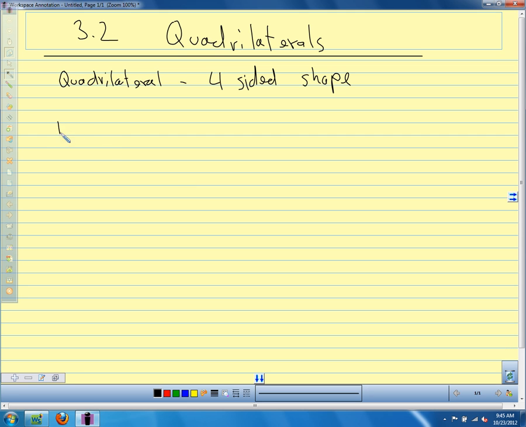So off to the left, the first one that we're going to talk about is a trapezoid. And what we're going to do is, I'm just going to list what makes them special. Notice that all of these on this page are quadrilaterals. So quadrilateral is the big group. What makes a trapezoid special is it has only one pair of parallel sides. So that's what makes a quadrilateral a trapezoid.